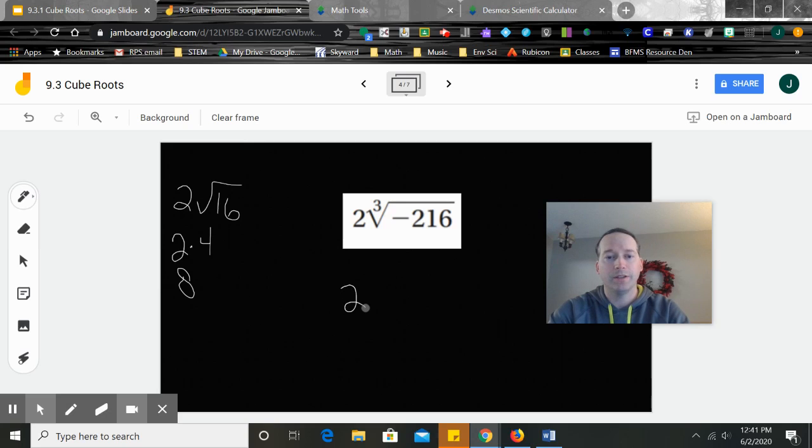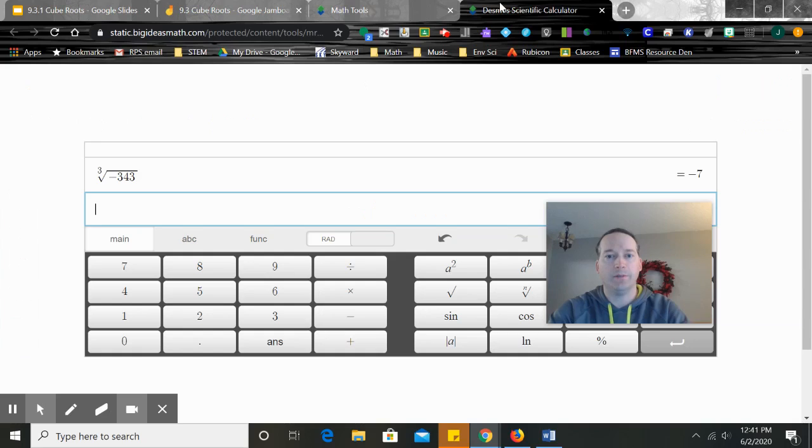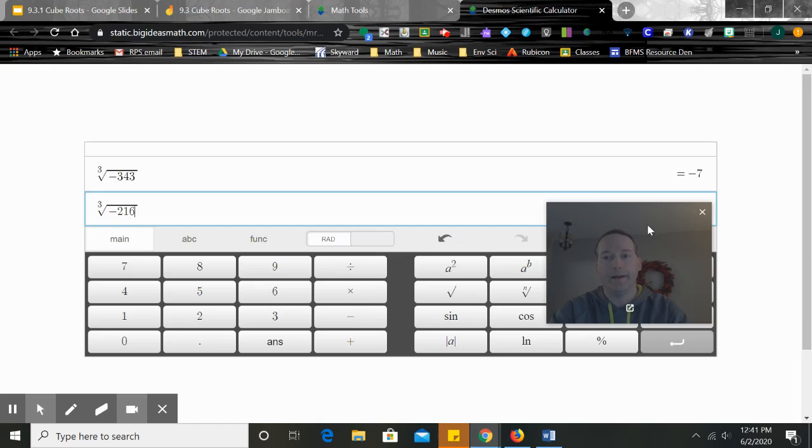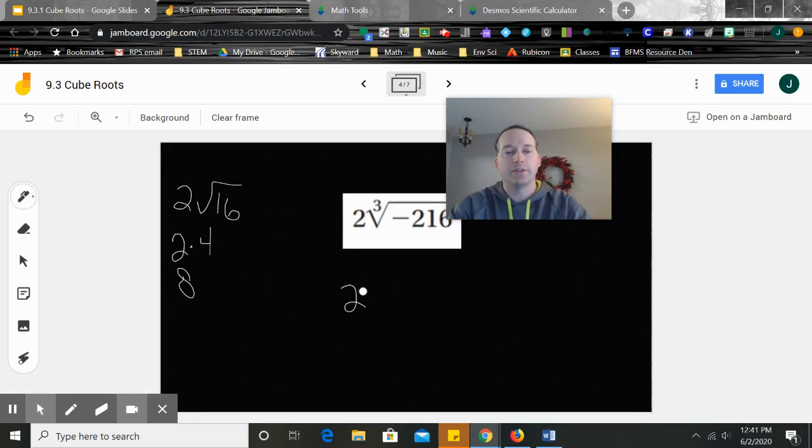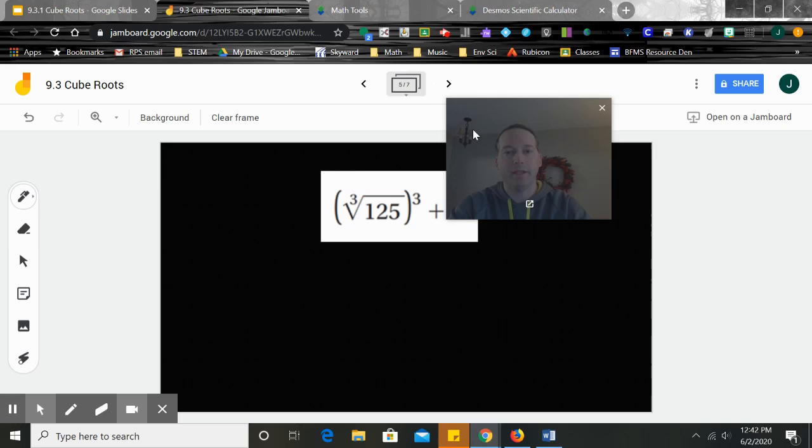So what's the cube root of -216? I don't know. Go to the calculator. All right, I'm going to press my button here. Type in my 3 to get a cube root, -216. Does it show it? Yeah, it does show it automatically. I don't even have to hit return. The answer comes up right here, -6. So this would be 2 times -6, and 2 times -6 is -12.